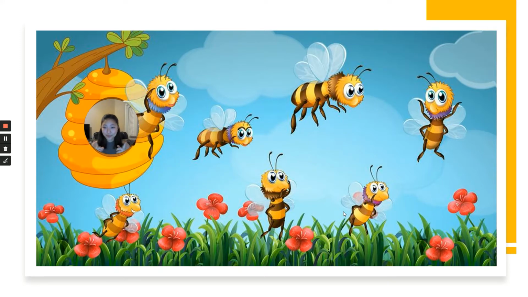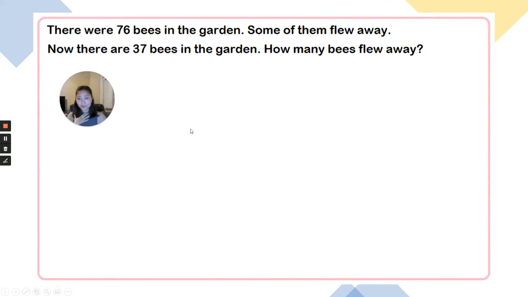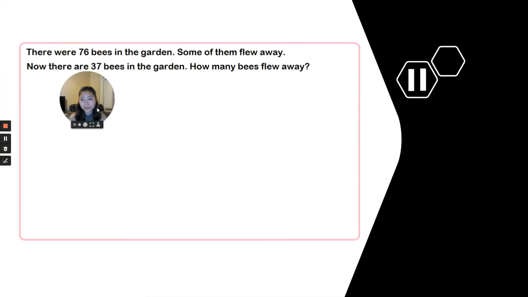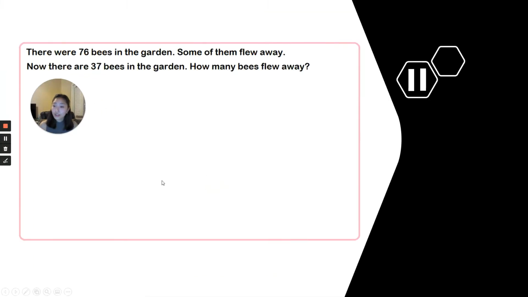So we're going to go right into this one. There were 76 bees in the garden. Some of them flew away. Now there are 37 bees in the garden. How many bees flew away? Is our problem today. Make sure that you are rereading the problem so that you can do your retelling.